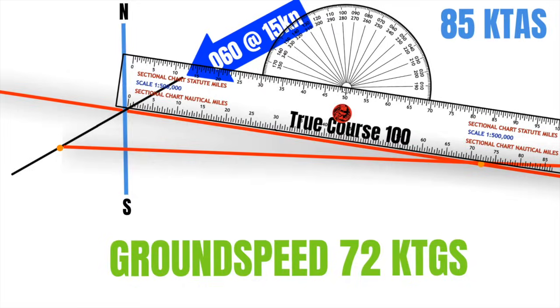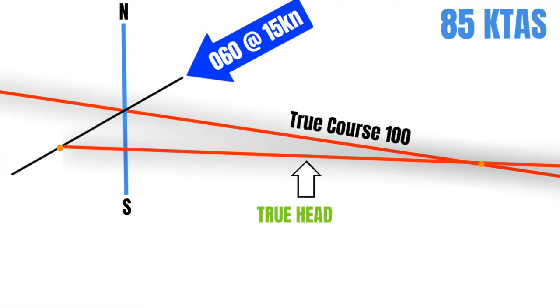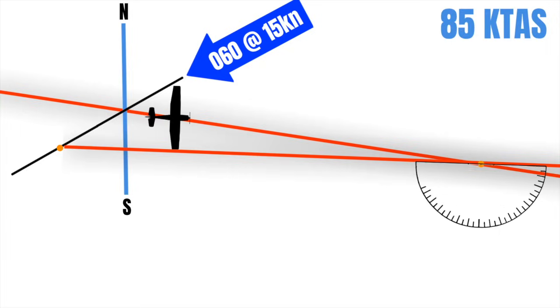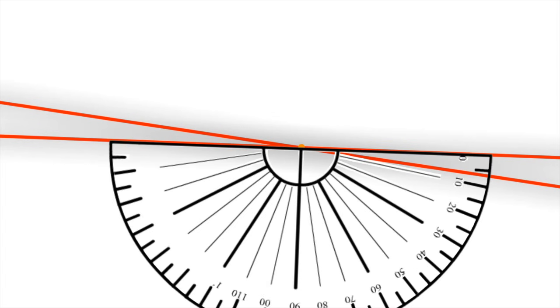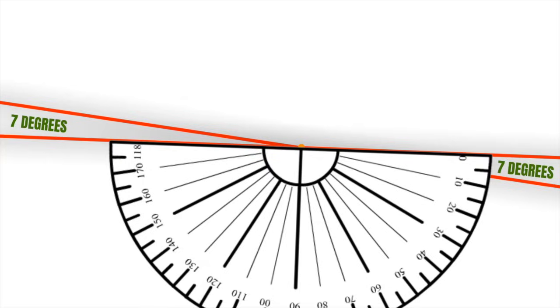Now that we've done that, this line represents our true heading we need to fly to keep our airplane on our true course. Now, to find out what that heading is, we need to pull our protractor back out. To make this a little easier, let's zoom in on where these two lines intersect. And when we lay the protractor down, you can see that our wind correction angle is about 7 degrees.